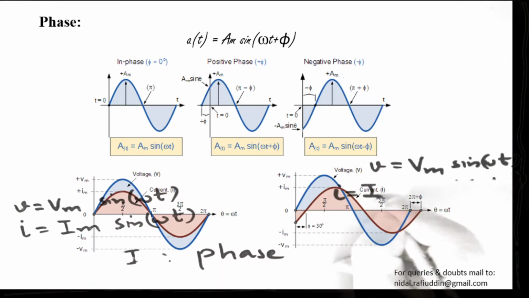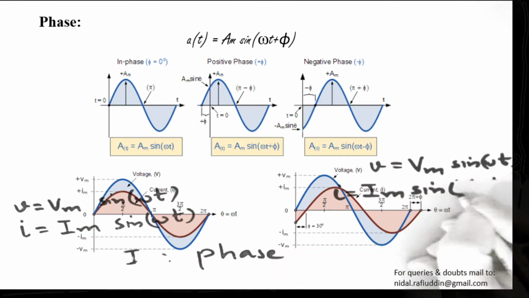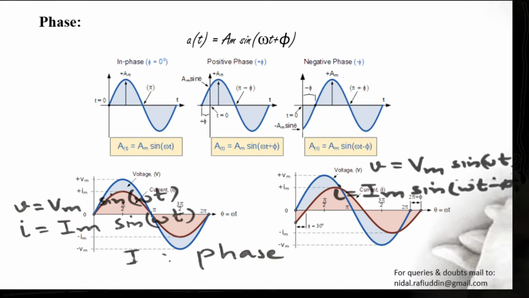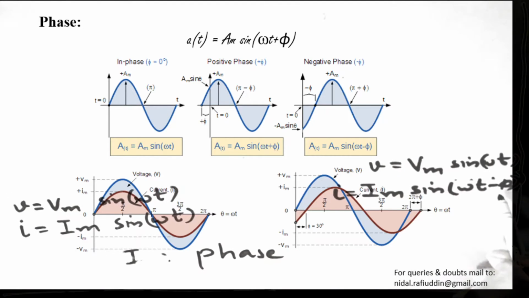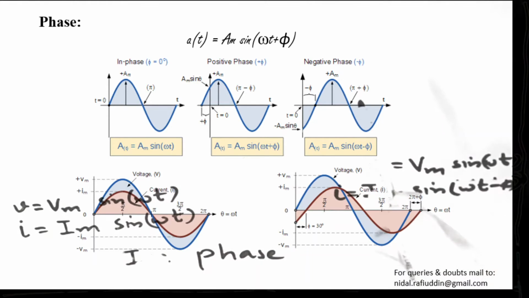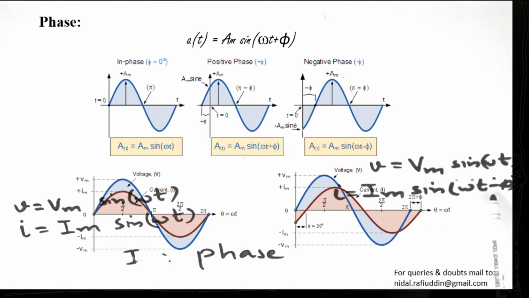I equal to Im sine omega t minus phi. And we have taken the phase as negative because we learned in the third case here that the phase is going to be negative if the peak is going to shift by the phi amount towards right. So since we see that the peak of the current is shifted towards right compared to the peak of voltage, and hence we say that the phase of current waveform lags the voltage and will be having a negative phase as written here.